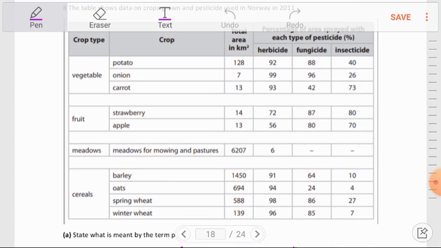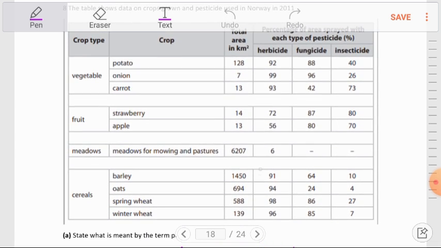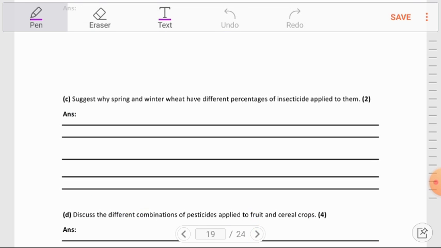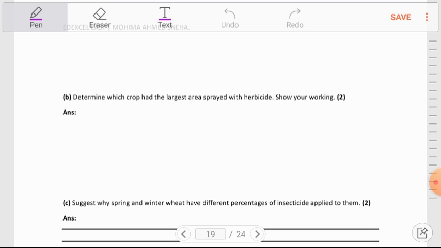So highest area covered with herbicide, we can see that the area amount is quite big for barley, and the percentage of herbicide sprayed on the area was also 91%, which was quite a big number. So obviously barley is the crop on which the herbicide was used over a large area. So let's write it down. The area covered with herbicide on barley crop. So here it will be barley crop.